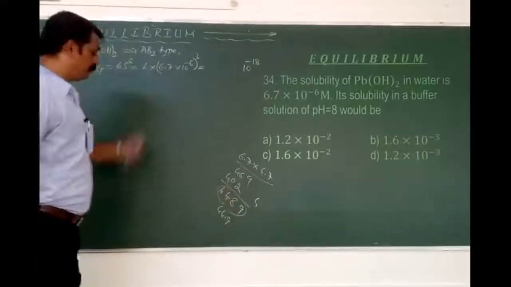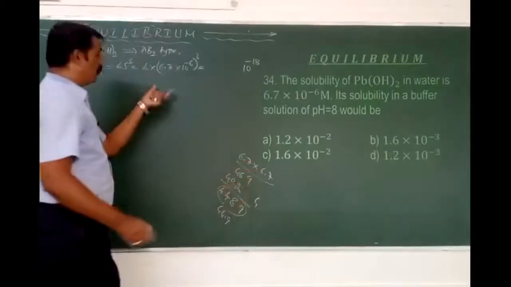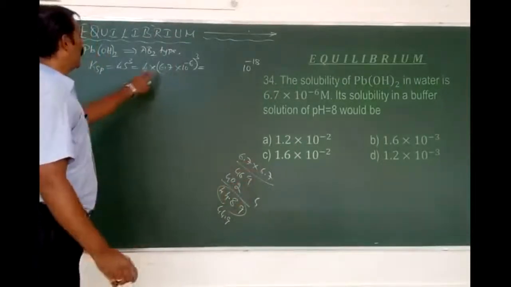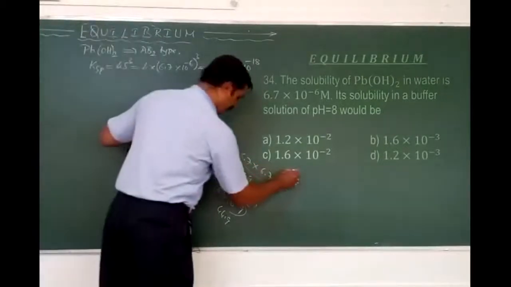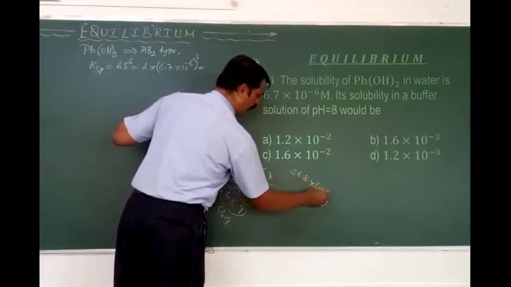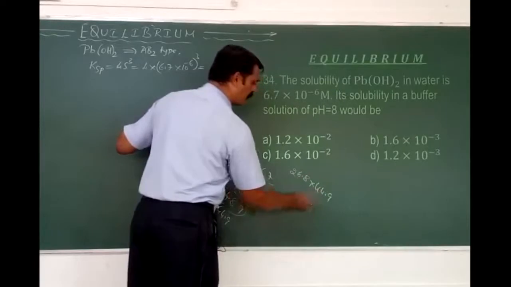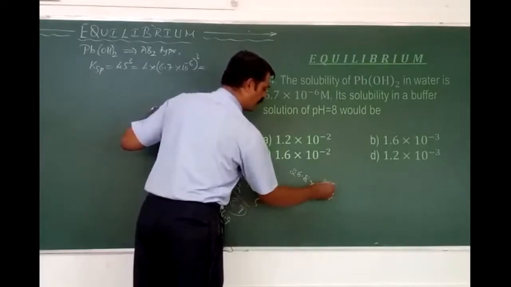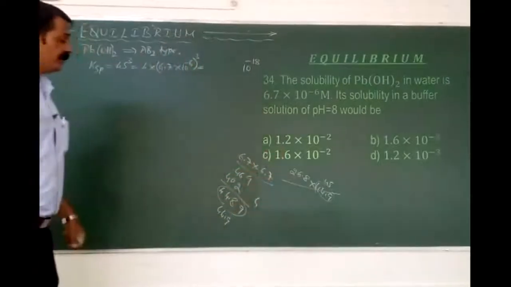44.9 into, what is 6.7 into 4? 24 plus 2.8, 26.8. 26.8 into 44.9. Assume that it is nearly equal to approximately 45. Okay, 45 into 26.8.